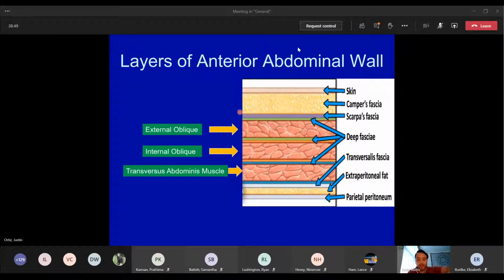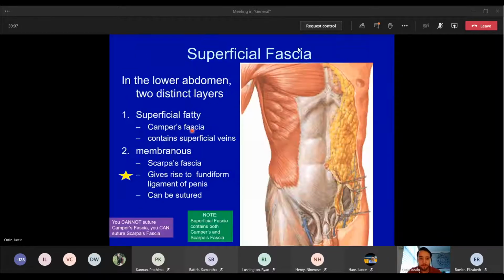Then the three muscles under that, which would be external, internal, and transverse abdominis. Then you have the transversalis fascia and then the parietal peritoneum, right? So make sure you keep those muscles in order. They're not breaking up. Only when it comes to the arcuate line, that's when we'll talk about things changing a little bit. So that's for now. All right.